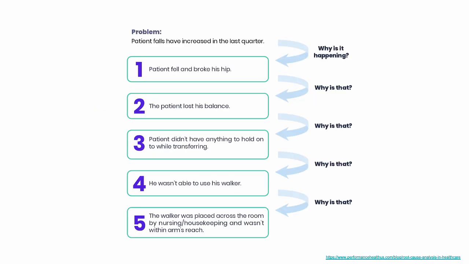The 5 whys is as simple as it sounds. We start with our problem statement and then ask why, until we either have identified a few different root causes to the problem or have identified the main root cause. So for example, patient falls have increased in the last quarter. Why? Because the patient fell and broke his hip. And then we ask why, and eventually we see that the root cause of the fall was that the durable medical equipment was not within reach of the patient.